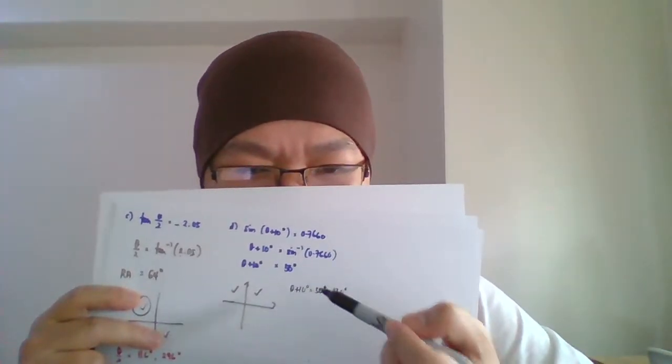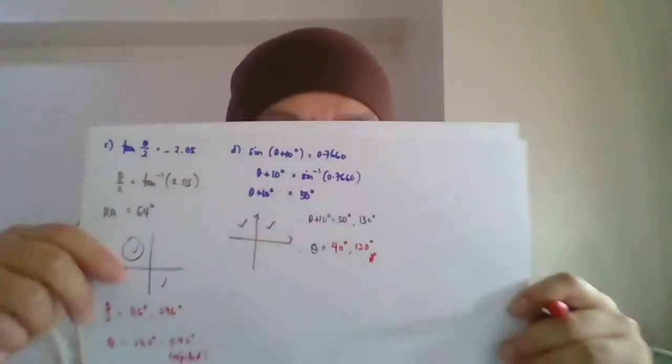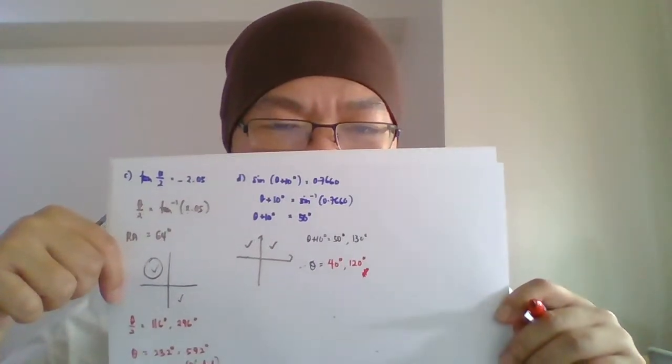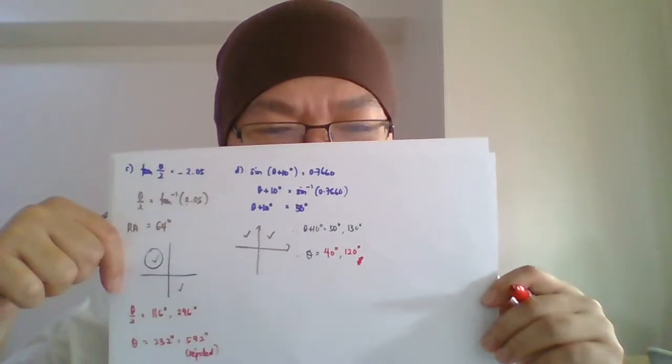Now, this is not the final. Therefore, theta actually equals to what? Now, we start to move our plus 10 to the right side. So, if we move the plus 10 to the right side, we are supposed to get 50 minus 10, it will become 40 and 120 degree. This is the final answer. Okay, as easy as A, B, C.